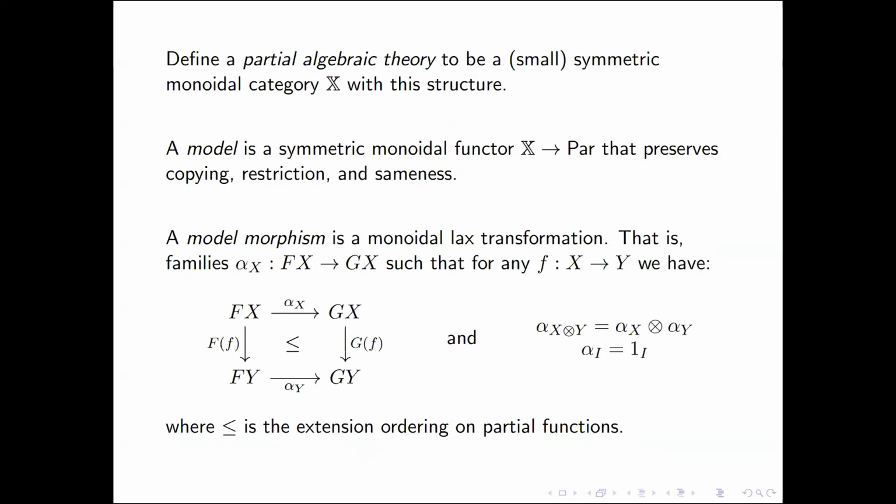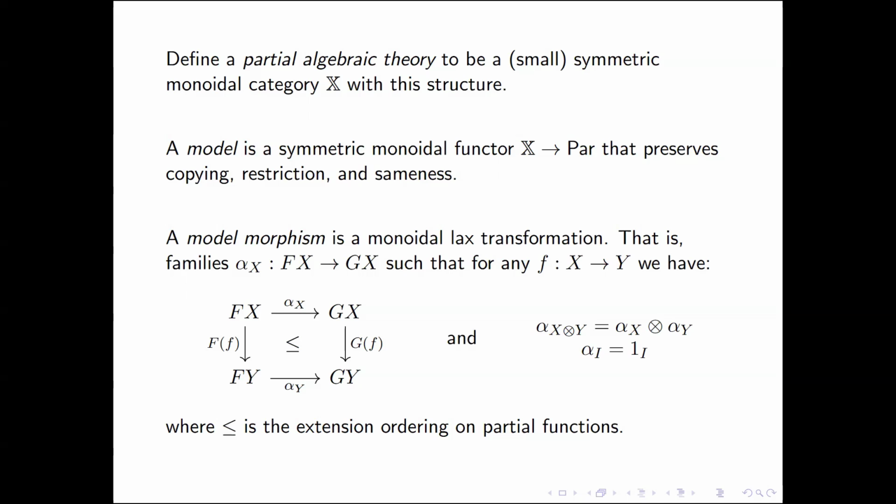And so these discrete Cartesian restriction categories, arrived at in this talk by abstracting this structure that the Cartesian product of sets has in sets and partial functions, are going to be our notion of partial algebraic theory. So we'll take a small one of those. And then a model is going to be a symmetric monoidal functor from the theory into sets and partial functions that preserves this structure: the copying, the restriction, and the sameness. It's just like a model of an algebraic theory preserves the copying and deleting finite product structure.